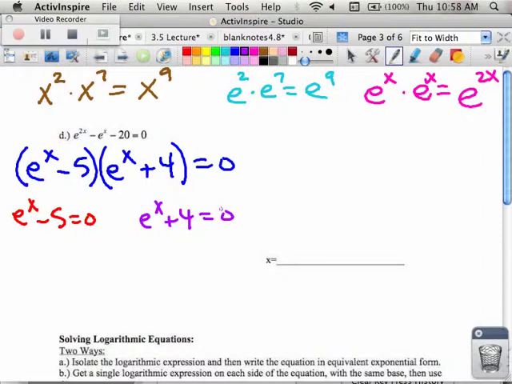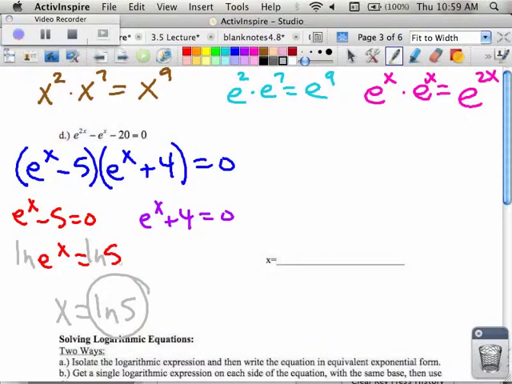So if I do the red one, that is saying that e to the x has to be a 5, because I moved the 5 over to the right-hand side. And then to undo my e, I have to ln, log it. So I log both sides, ln, which means that my x is the natural log of 5. So this is one solution, natural log of 5.